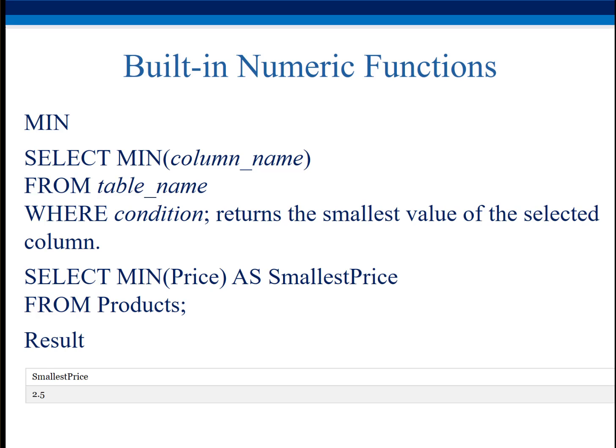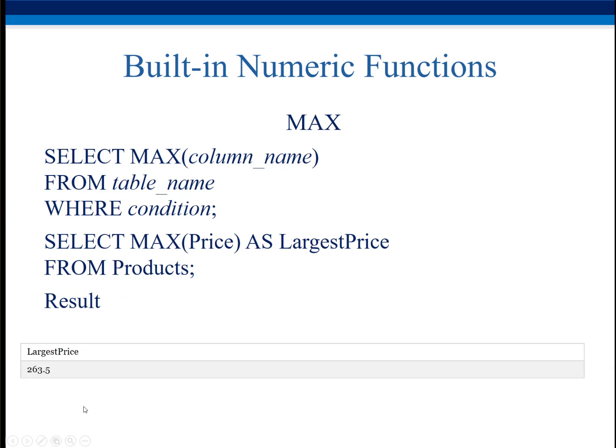And again, same thing. We have select MIN price. Now, notice the AS smallest price. That's what's called an alias. All that means is name the column smallest price when the query is completed. And then you're going to put from products, and you can see down here it says smallest price. It doesn't say price, it says smallest price, and it just gives you the 2.5. Likewise, if we want to do the MAX and we have largest price, so notice that it says largest price.